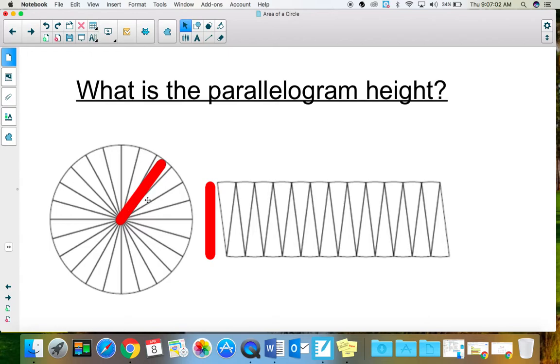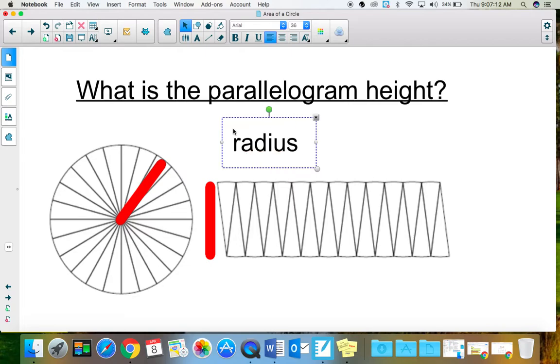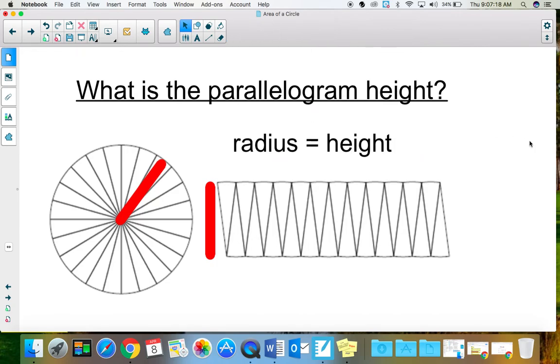Well, what is this called in the circle? From the middle to the outer edge, a straight line, that is our radius. So let's just write that down. The radius equals the height. So when you're trying to figure out the height of your parallelogram, you're just going to use the radius.